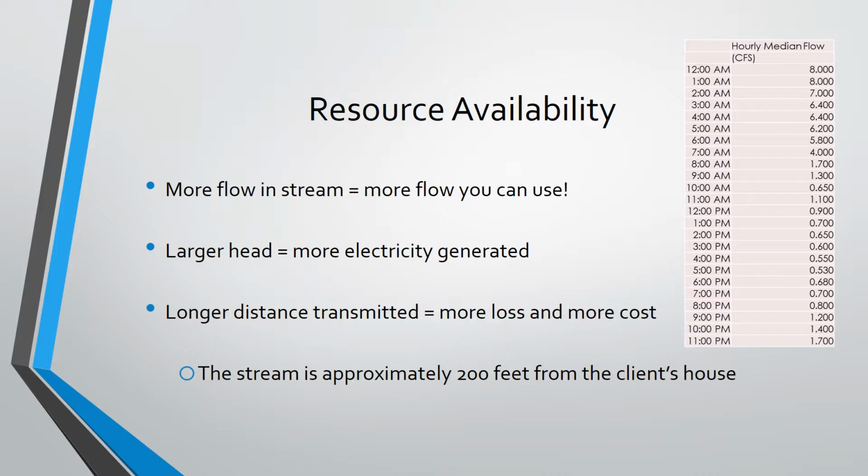Alright, the fifth thing you should consider when looking at the resource availability is the distance from the load center. So we were told that the stream is approximately 200 feet from the client's house, which is a pretty short distance. This is good because the longer the distance that the water is transmitted, the more loss we have and it costs more.